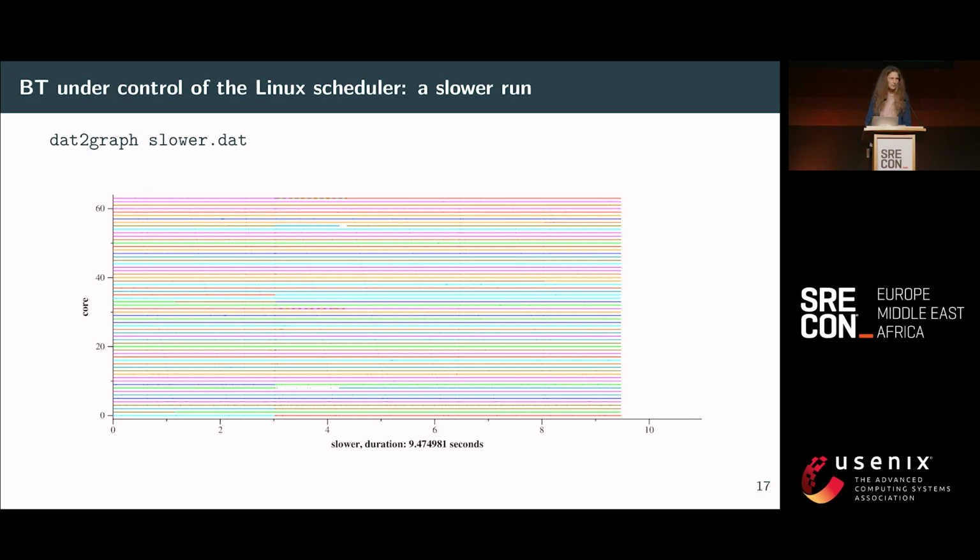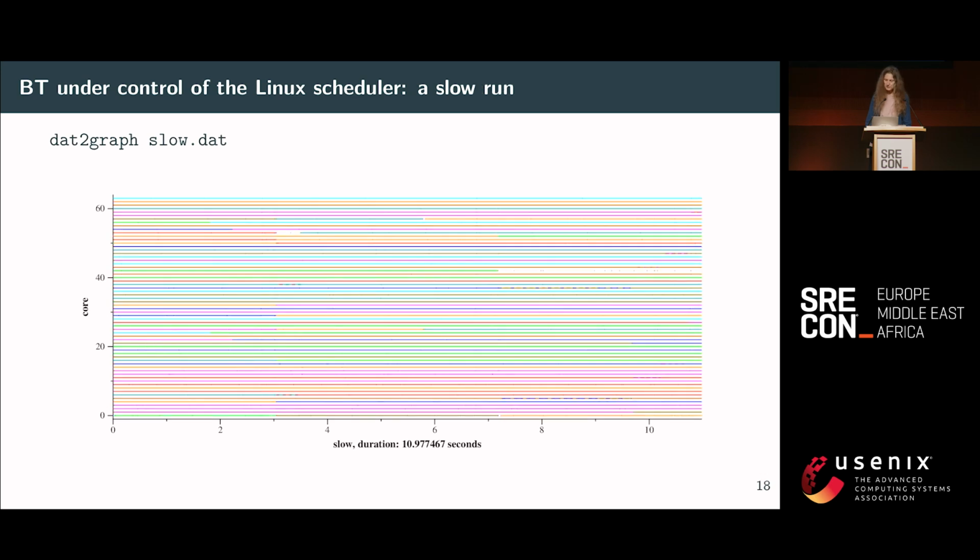This one's a bit slower. This one's taking a bit over 9.5 seconds. And then we have our slowest run, which is taking almost 11 seconds. Okay, so the goal is to look at these graphs and try to see what the problem is and try to get some idea of in what direction we should look.